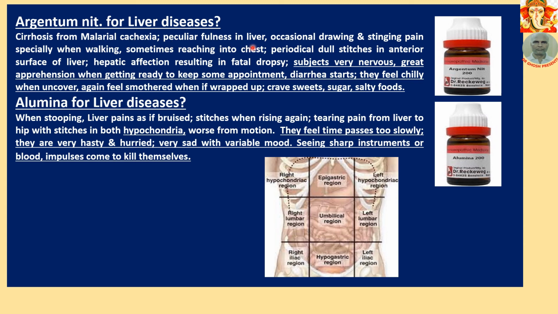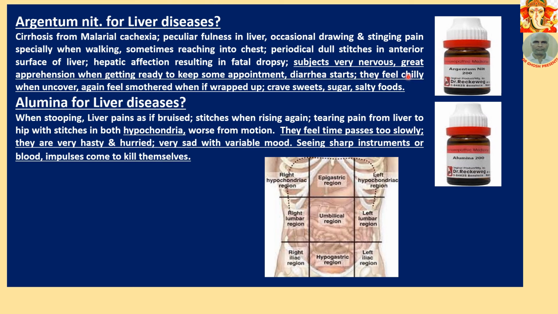Peculiar fullness in liver, occasional drawing and stinging pain, especially when walking, sometimes reaching into chest. Periodical dull stitches in anterior surface of liver. Hepatic affection resulting in fetal dropsy. That is hepatic affection followed by fetal dropsy. First hepatic affection, then dropsy, that is edema, comes.